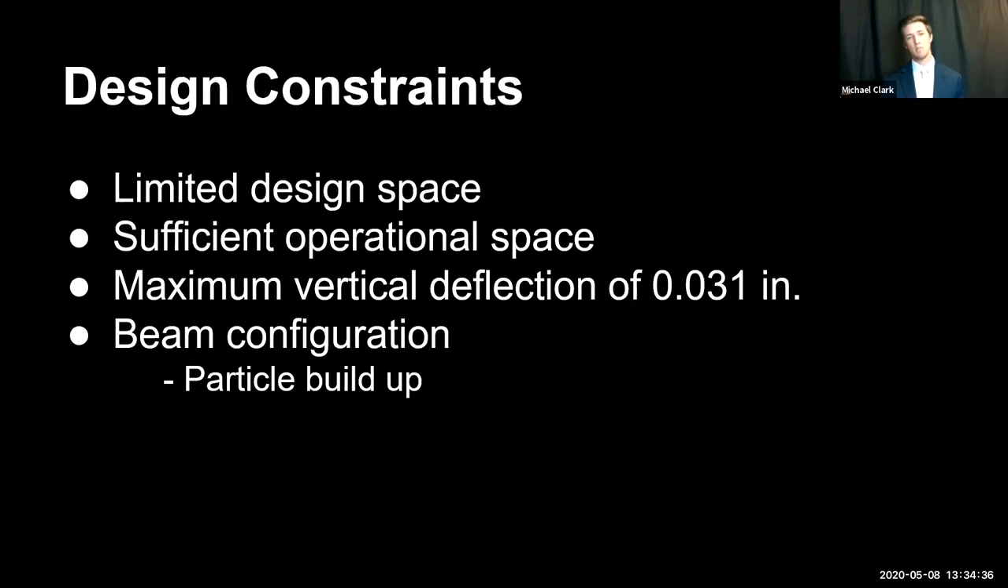We were given a maximum vertical deflection of any of our structural members by Aerojet of 0.031 inches. And that's their company standard, so we just have to abide by that. Next, we look at our beam configuration to avoid particle buildup. We have lots of explosion risks because we're mixing an explosive material. And so we have to make sure that all of the particulate that might float around in the air doesn't gather anywhere, such as I-beams. So we configure our beams in a way that can avoid any particle buildup to reduce explosion hazards.